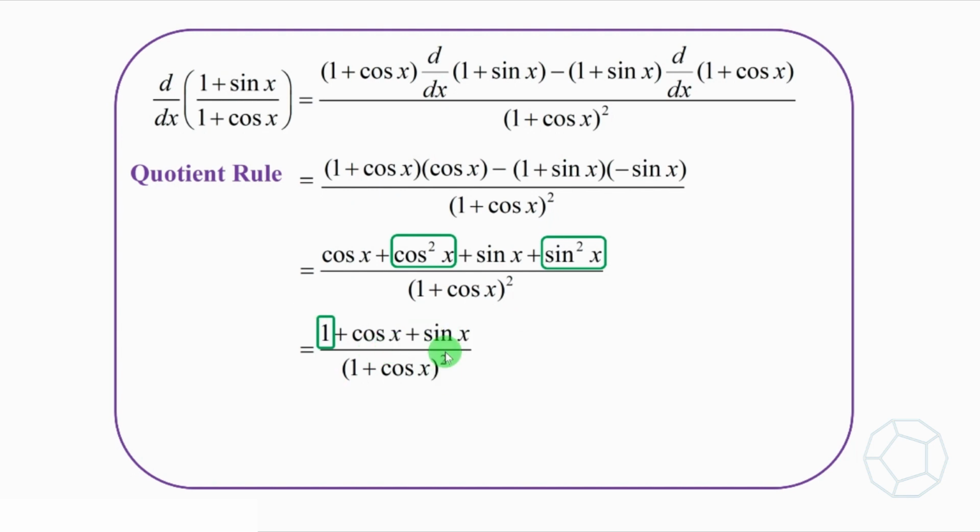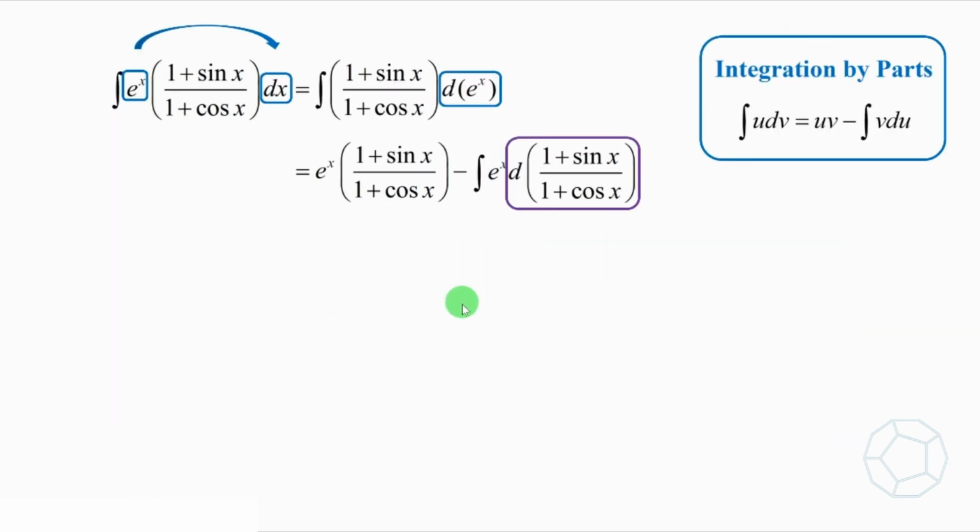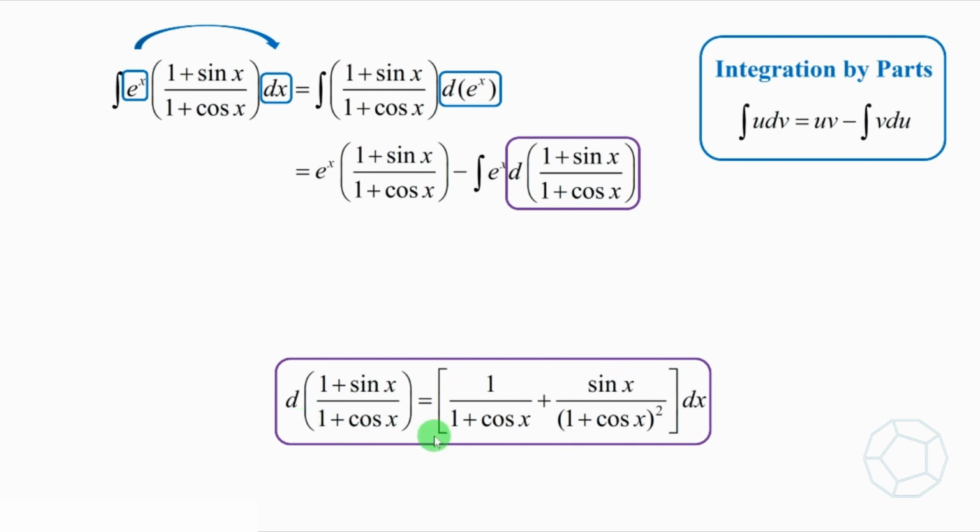At this point, how do we continue? We're going to use a special trick. You see, there is 1 plus cosine x in the numerator. This is the same as the term in the denominator. Let's separate it into two parts like this. Then we get a simpler form, 1 over 1 plus cosine x plus sine x over 1 plus cosine x whole square. In other words, the differential is equal to these two fractions times dx.